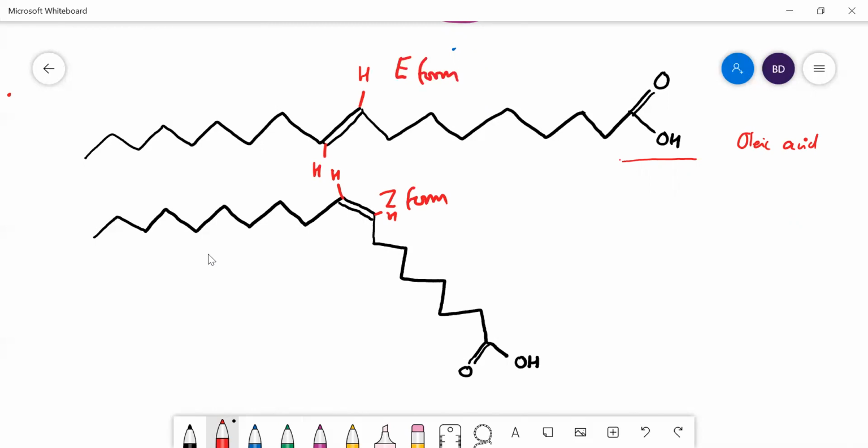Now, naturally occurring fatty acids with a double bond are always in the Z form. So it's 100% in the Z form. You don't get the other isomer naturally occurring at all. And that's important because it means this fatty acid has got a kink in it.